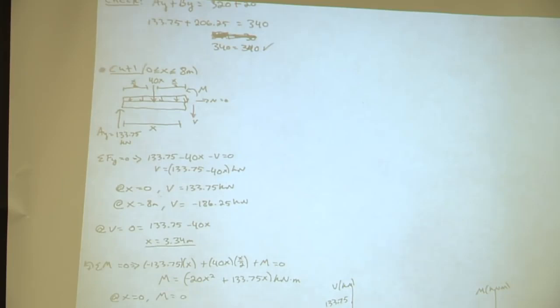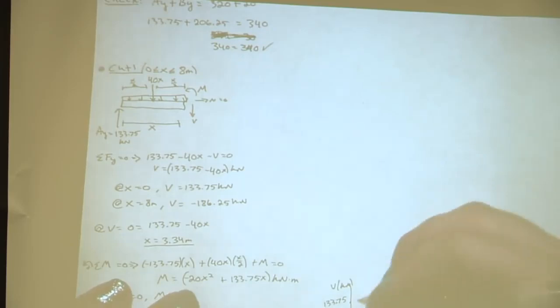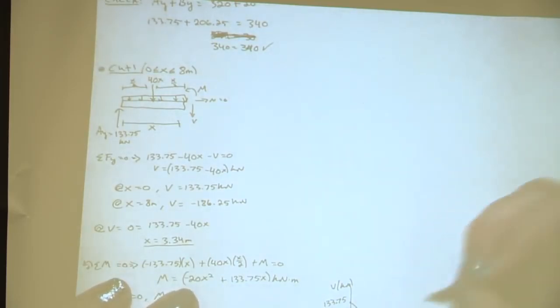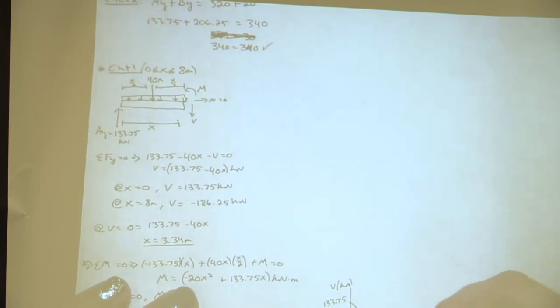Okay, awesome. So we know somewhere around here at x equals 3.34 meters, it's 0. But what should that be? How do we get through that point? Okay, awesome. So it's linear. Now, is it going to be straight down, straight up, or diagonal? Diagonal? Okay, awesome. How far down? Down to negative 186.25. Okay, now where do we go from here?